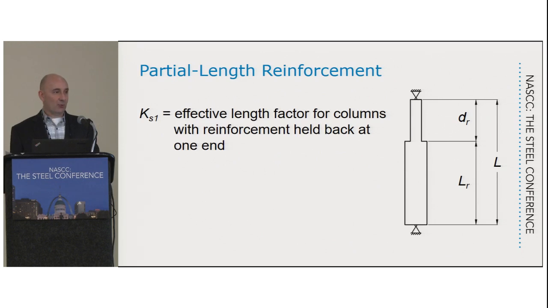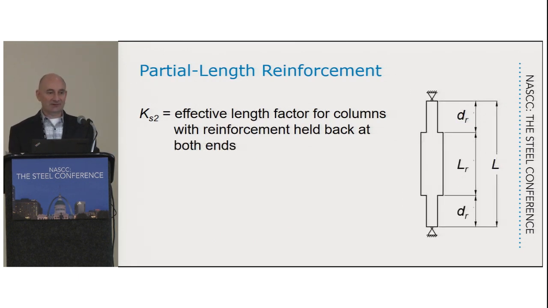Okay, the K sub S1 value, you'll pull that one out if you have reinforcement pulled back at one end of the column. The bottom end on this picture goes all the way to the work point of the column. The top end is pulled back. K sub S2 obviously is going to be the case where you pull the reinforcement back at both ends. One thing I will mention at this point, that we'll talk more about later, is that the table only handles equal distances for this D sub R dimension, the setback dimension.